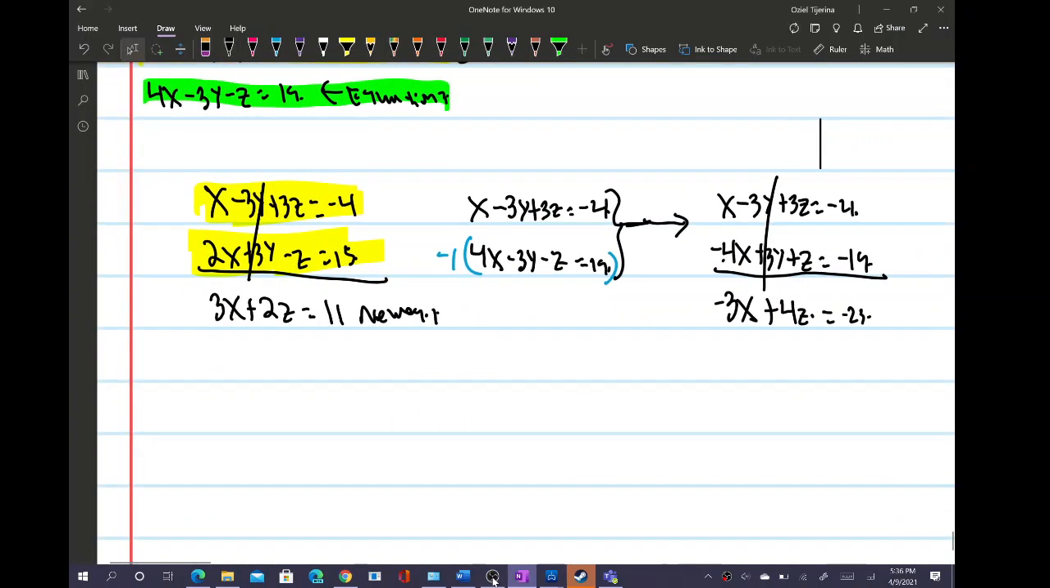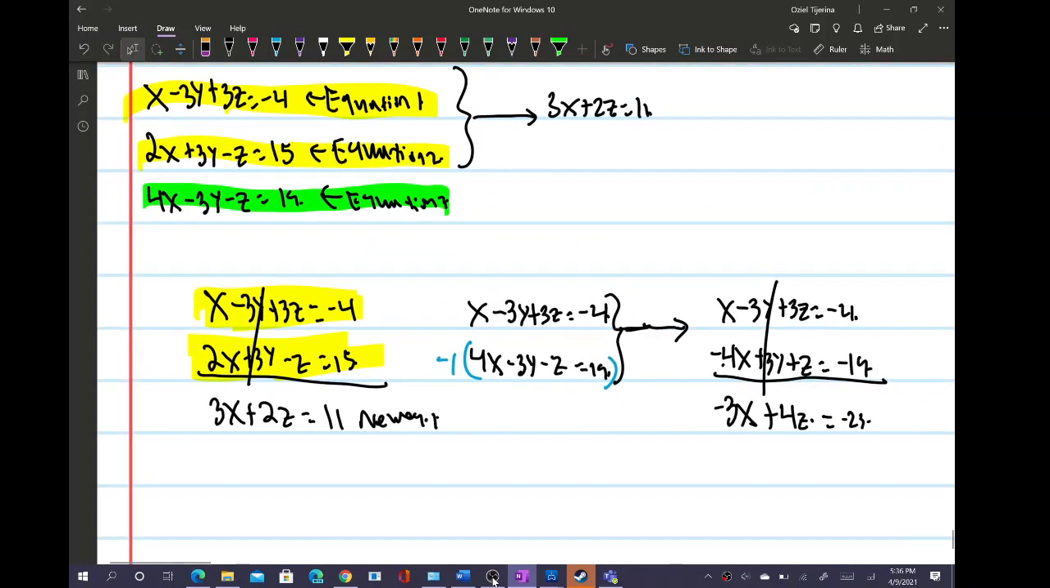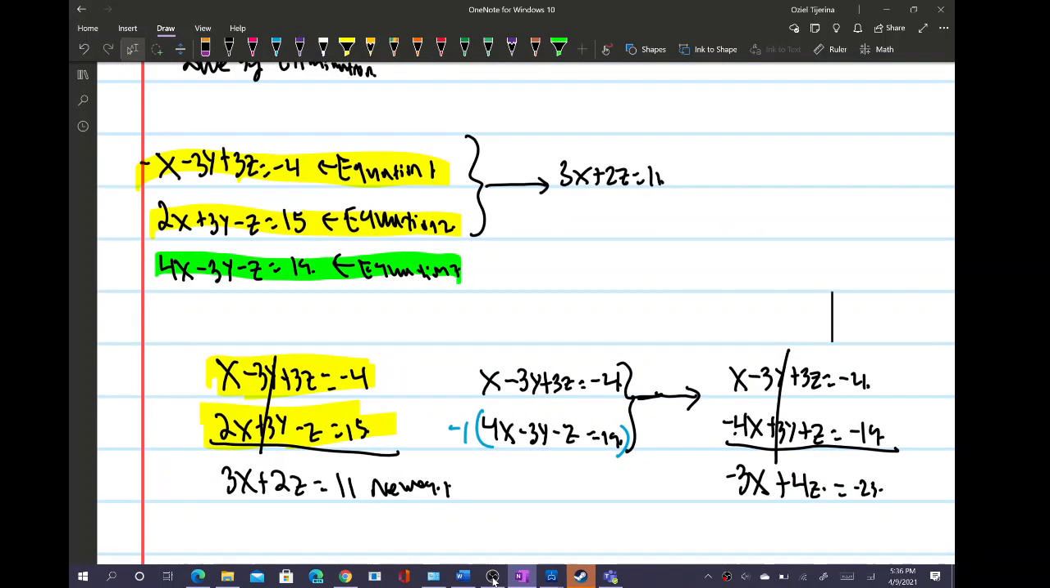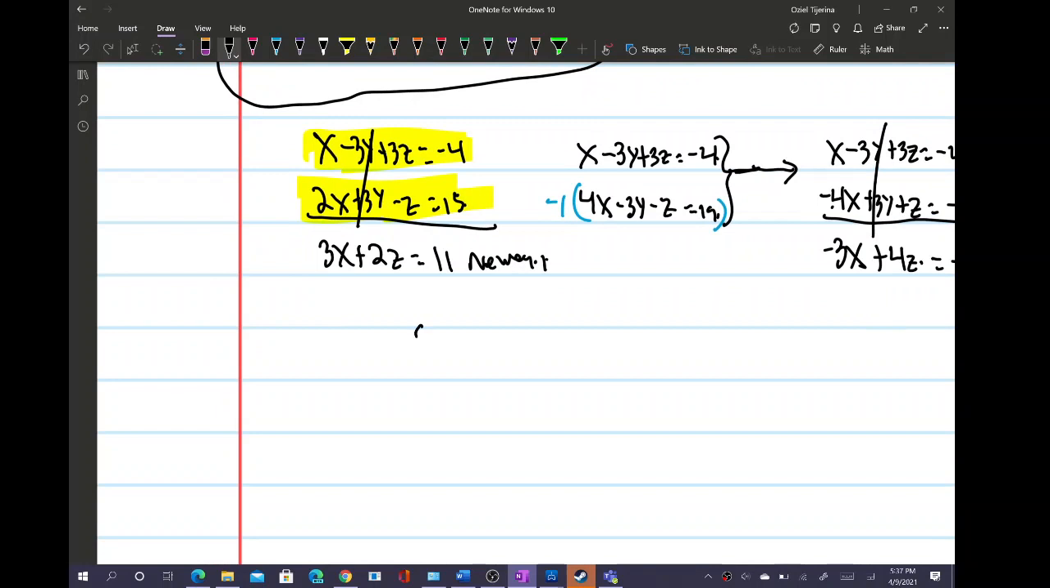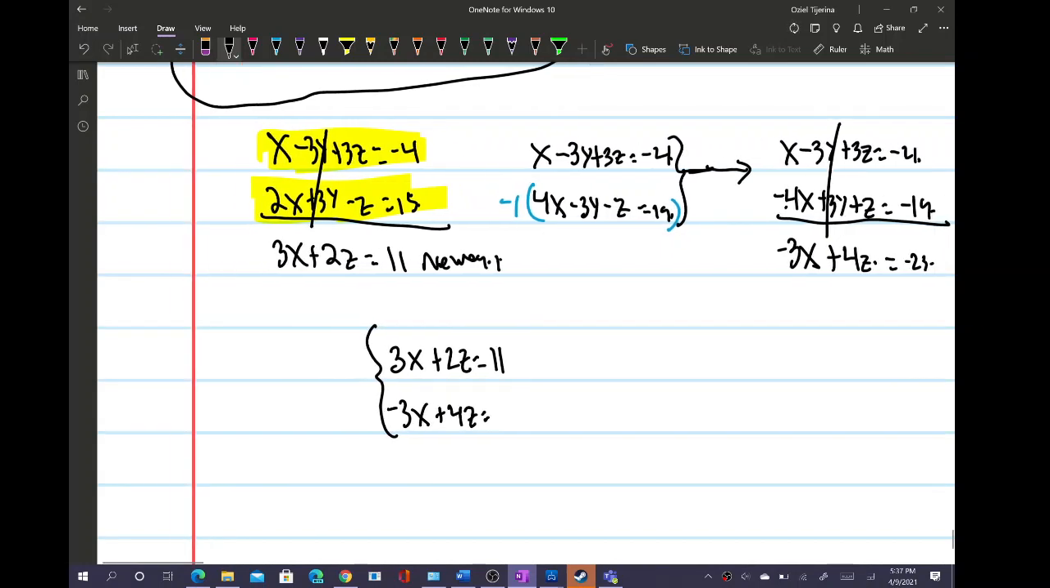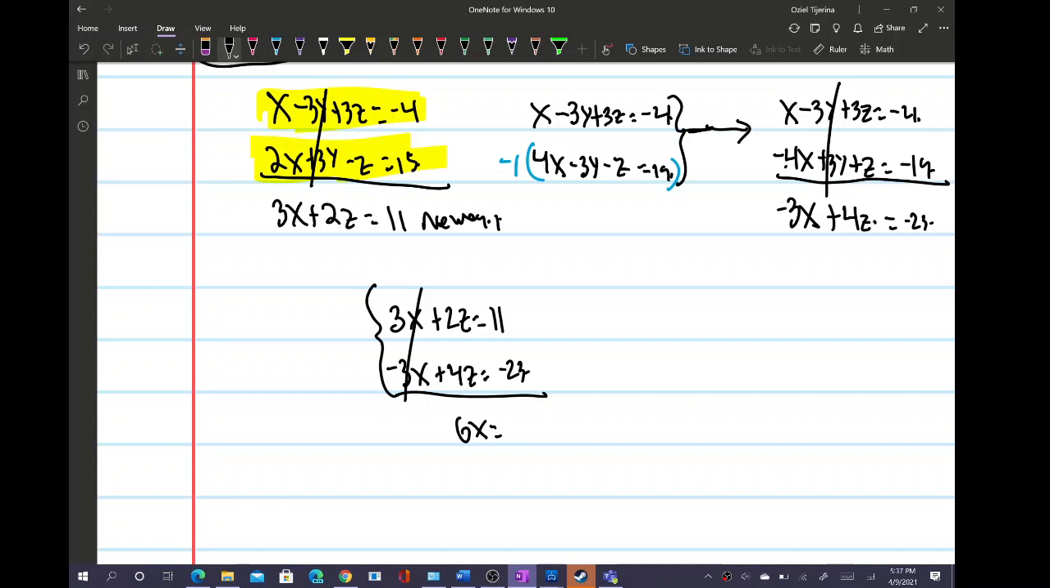And then you grab new equation 1 and new equation 2, because really it's just two equations. Out of those, you have negative 3x plus 4z equals negative 23. Now you have a system of two equations and two unknowns: 3x plus 2z equals 11, and negative 3x plus 4z equals negative 23. Then you cancel the x out, you have 6z equals 12. You divide by 6 on both sides, you get z equals 2.